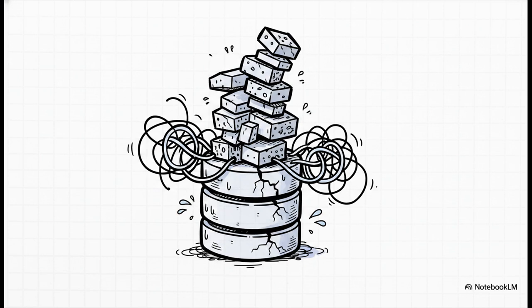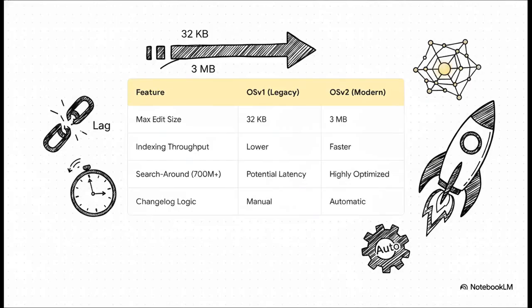any real-world enterprise. And this table right here just perfectly shows the massive performance gains in the modern backend, Object Storage v2. I mean, just look at these numbers. The max edit size jumped from a tiny 32 kilobytes to 3 megabytes. That's a 100x increase. Indexing throughput is way faster. And the really critical one, complex search-around queries on objects with, say, 700 million rows. OS v1 could really lag, but OS v2 is highly optimized for it. This isn't just a minor update. This is the kind of serious re-architecture you need to do to support true enterprise scale.